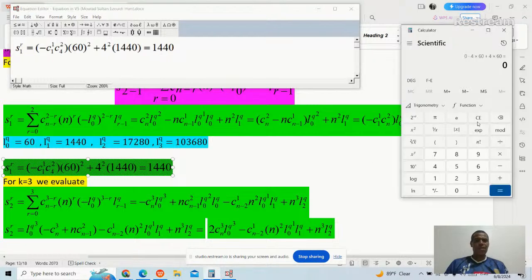Okay, I will just start with negative 6, simply because combination 4 choose 2 times the square of 60 is 3600, means 3600 plus 4 squared, which is 16, right? Thank you. Plus 1440. This one will give you immediately 1440, means the value of S1 is different to 0 here. Okay, now we continue, learners.